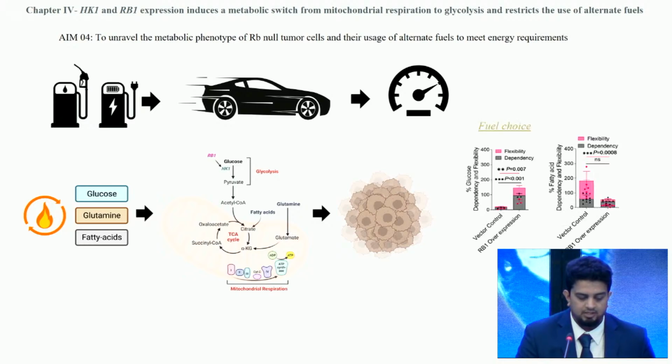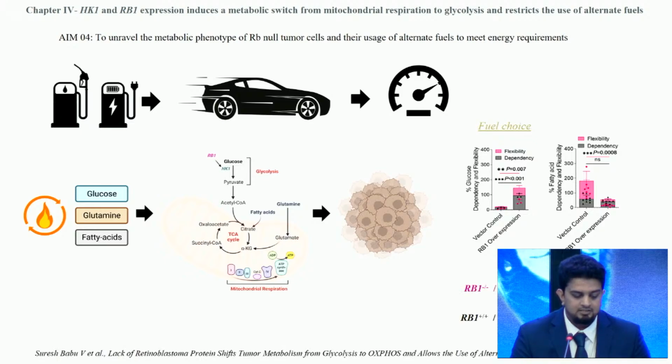Here we see that in retinoblastoma cells, using metabolic flux analysis, in the presence of RB and HK1, these cells have a higher tendency to use glucose as a fuel, but in the absence of RB and HK1, these cells have a tendency to use fatty acid metabolism. Thus, this chapter concludes that in the presence of RB and HK1, these retinoblastoma cells are more favorable for glycolysis, while in the absence of RB and HK1, they utilize more fatty acid metabolism.